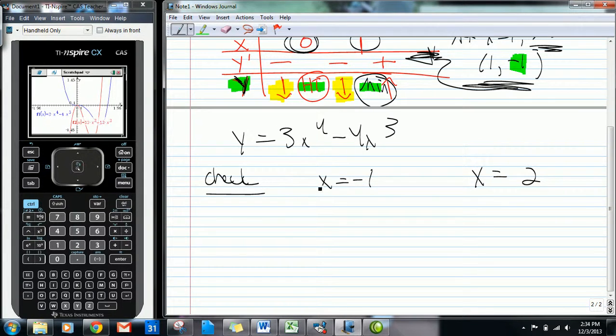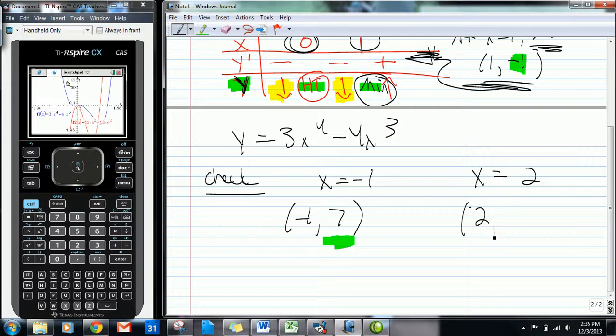I plug -1 in here, and I get 3 times 1, which is 3, plus 4, which is 7. So 7 is the y value of this point somewhere up here when x is -1. Let's see if what is happening at 2 is higher than 7, because if so, it will be the max.